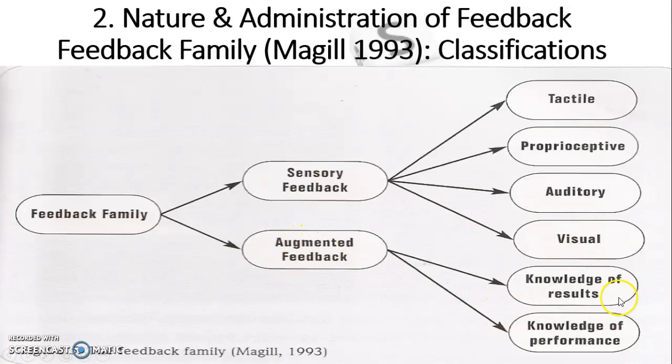Augmented feedback: knowledge of results, knowledge of performance. We mentioned this in the last session. Knowledge of results is whether we were successful or not. So for example, for bowling in cricket, did the ball land in the right place and do the right thing? And knowledge of performance is how we conducted that. Maybe how the ball felt in terms of when it was actually released.